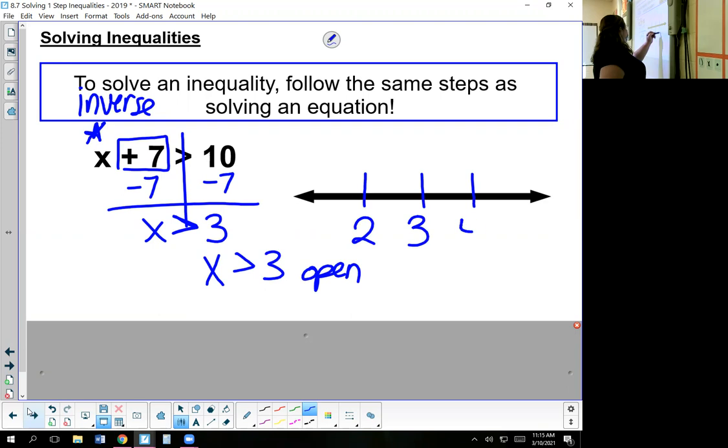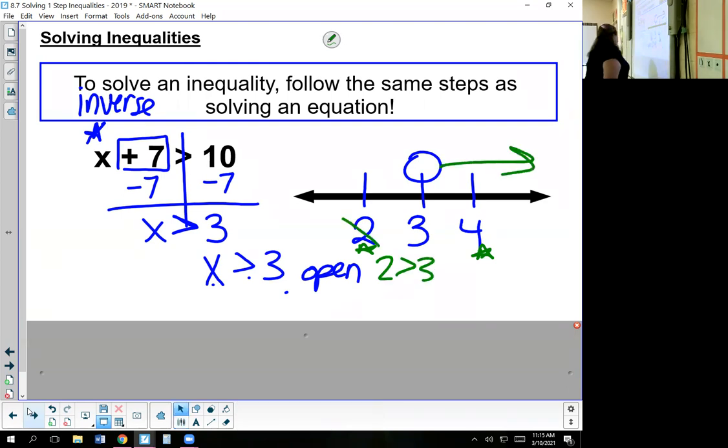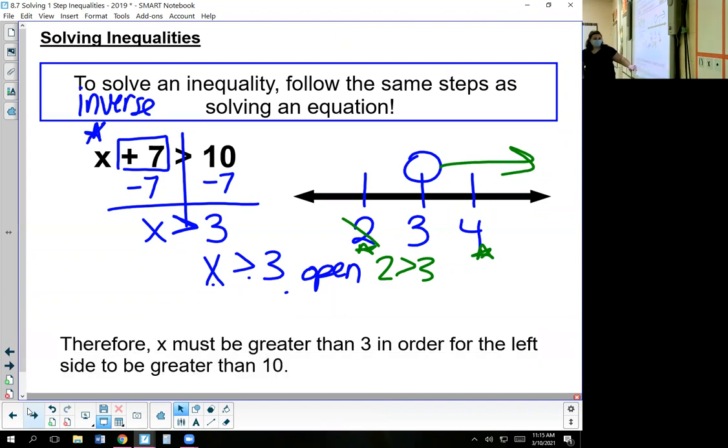Go one lower, go one higher. So open. And then I want numbers that are bigger than that. So I test either the 2 or the 4, and one of them better work. Is 2 greater than 3? No, so I need to go this way. Okay, there you go. Again, make sure that it does work.